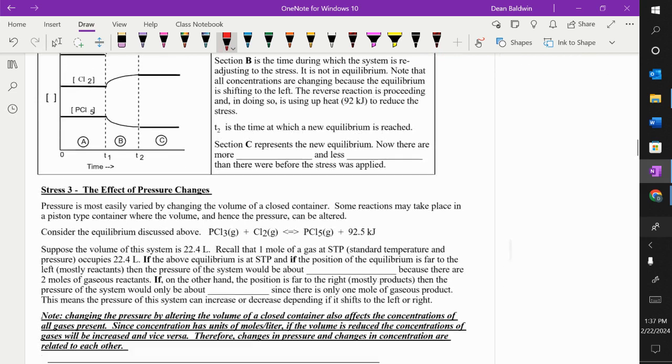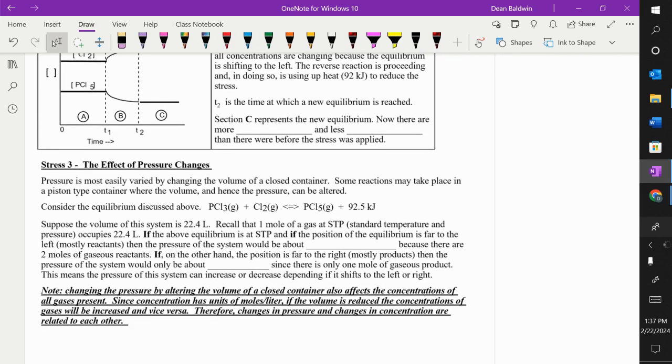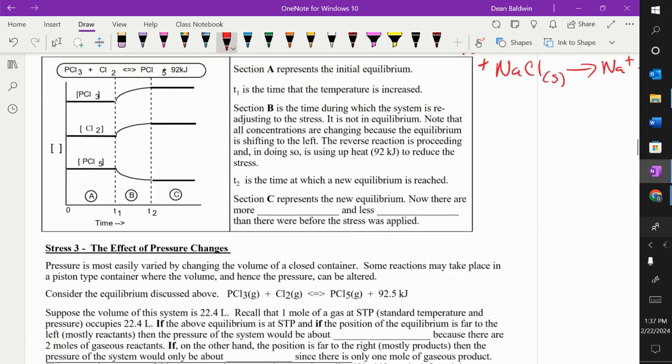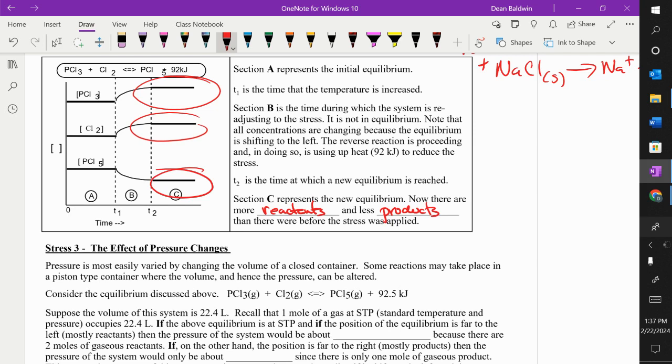Okay, there's only like 13 minutes left. We'll just fill out this last two little lines here. Section C represents the new equilibrium. Now there are more reactants because we shifted left. So these are higher, and less products because we shifted the equilibrium. We pushed it back that way.